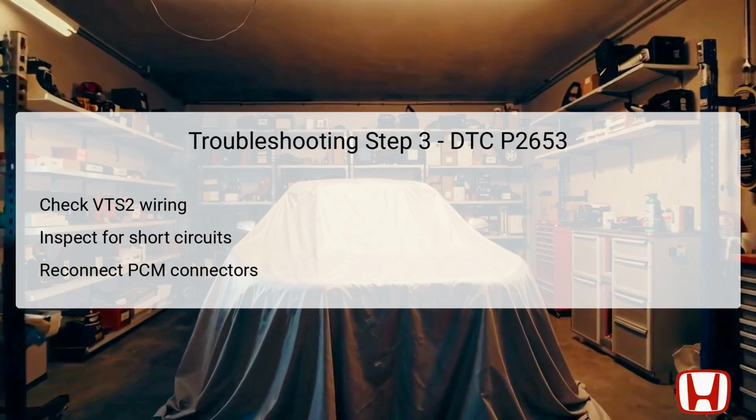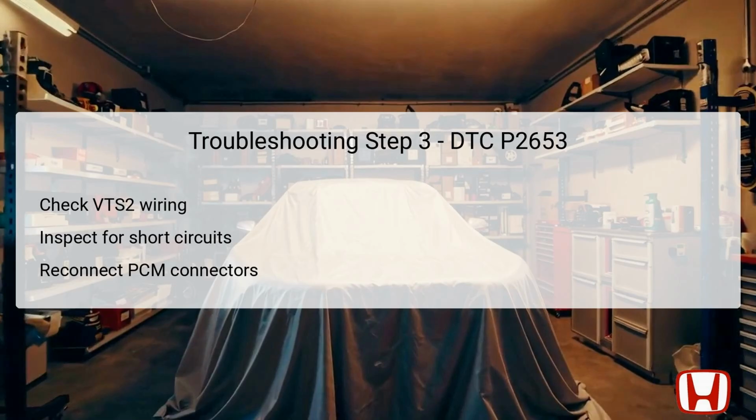Before disconnecting the PCM connector, it's essential to jump the SCS line using the HDS diagnostic tool and wait for over 1 minute. This process helps ensure any residual voltage is safely discharged. Carefully inspect the wiring leading to the VTS2 terminal for any signs of shorts to ground or breaks. If any abnormalities are detected, these should be addressed to restore the proper circuit conditions.